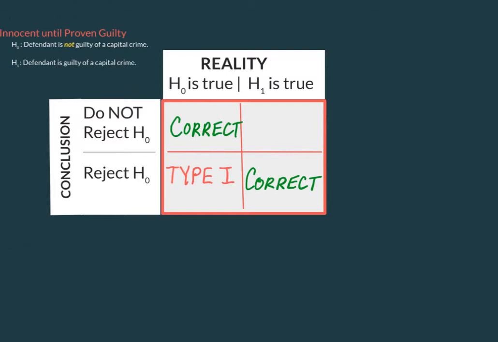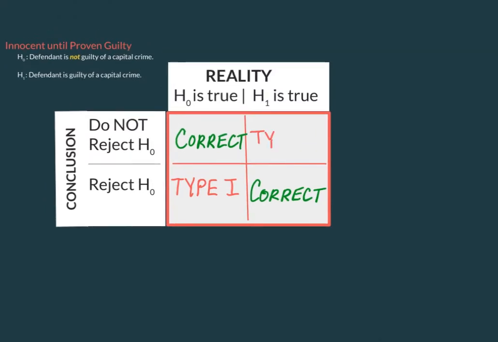The other way you could be wrong is you could have a type 2 error. That is when the defendant is as guilty as the day is long. The alternative hypothesis of guilt is true, but the jury does not reject the null hypothesis. They declare the guilty defendant not guilty.